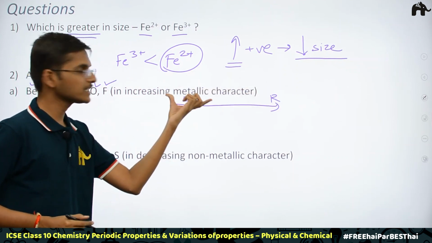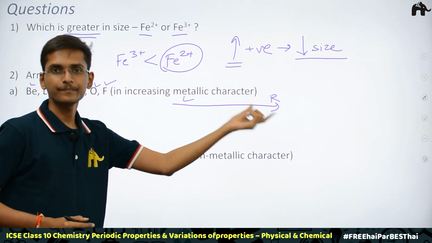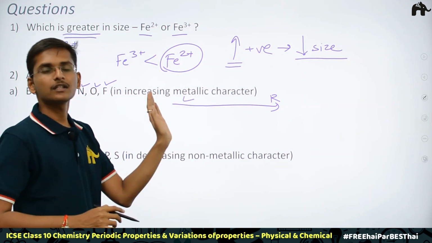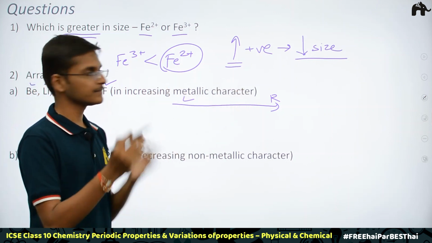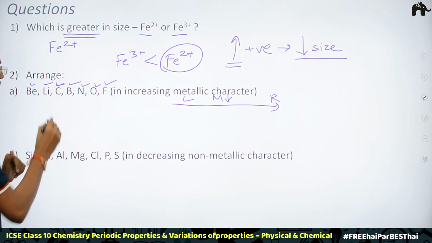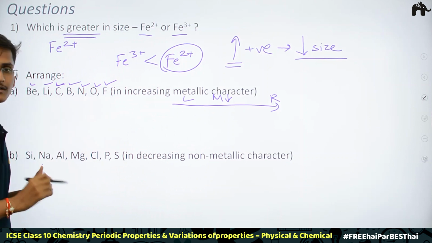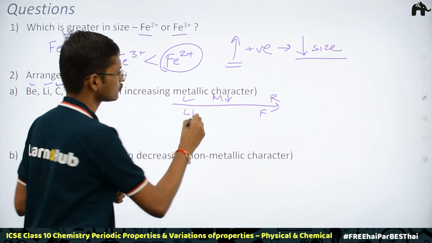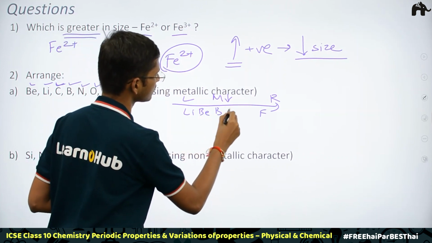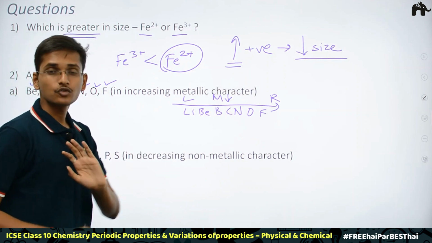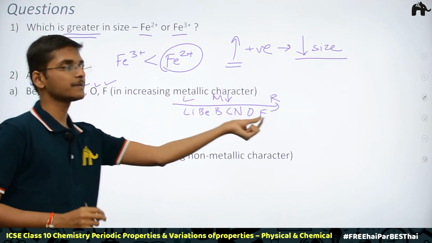So what is happening to the metallic character? From more to less. Its transition is from more to less. This means that the metallic character is decreasing. So now we clearly know that when we move from lithium to fluorine, metallic character is decreasing. So lithium, beryllium, boron, carbon, nitrogen, oxygen, fluorine. In this case, the most metallic is lithium, the least metallic is fluorine.